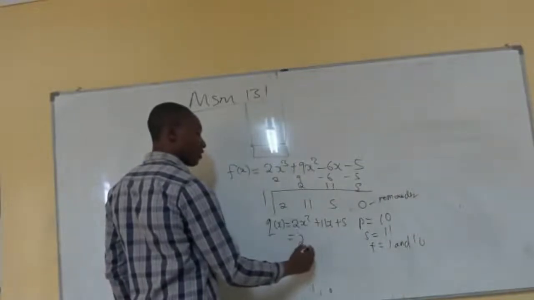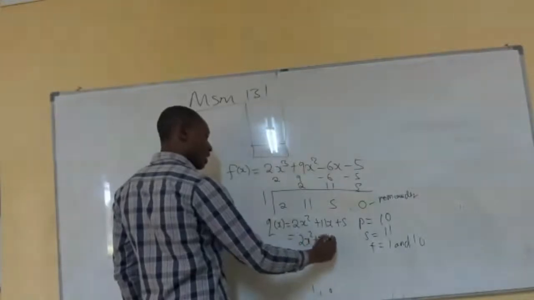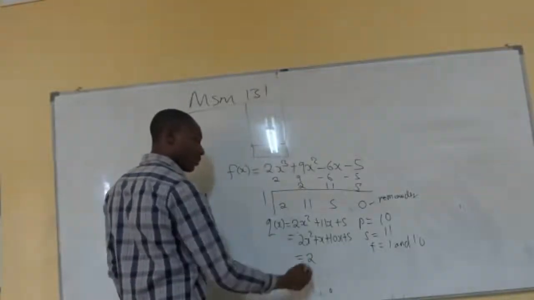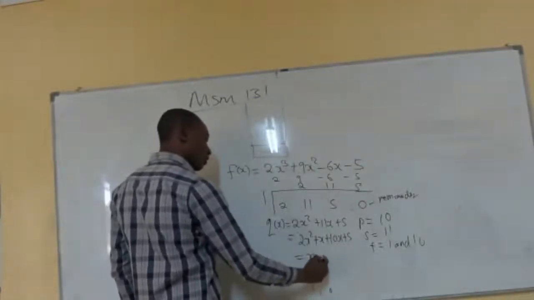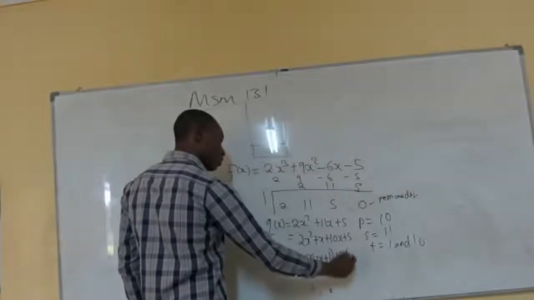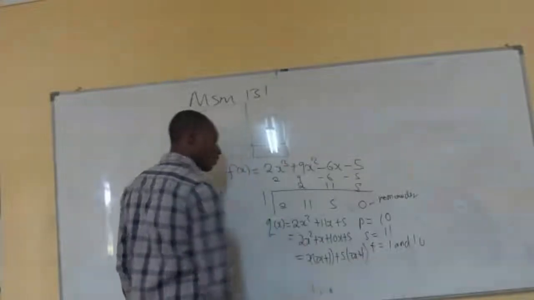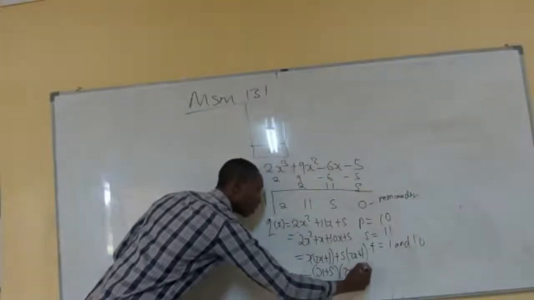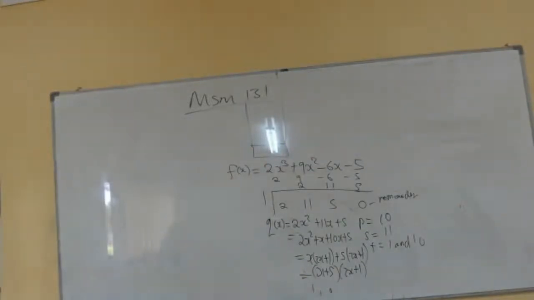So factorizing this, we have 2x squared plus x plus 10x plus 5. If you look at that, what's common here is x. Then we have 2x plus 1, plus 5 times 2x plus 1. So we have x plus 5 times 2x plus 1. Okay? So those are the other factors that we are looking for: x plus 5 and 2x plus 1.